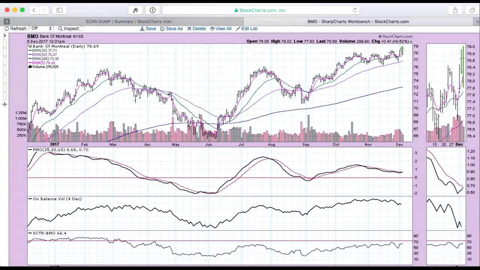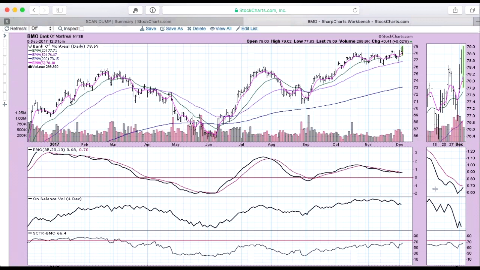So we did get a little bit of a breakout there, came back down, but now we're getting the breakout. I'm looking in the thumbnail right here. We got that breakout, and again, pull back, and now we're back moving up. And look at the PMO.